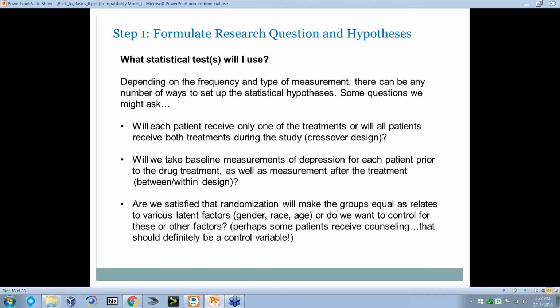Are we satisfied that randomization is going to take care of everything? Is it going to make the groups equal for group A and group B as relates to age, gender, race? It should. If you randomize them, it should. But we might want to also just control for those, or we also might want to control for some other factors. Perhaps some patients are receiving counseling, so we want to code a variable for if they're receiving counseling or not. So we can take that into consideration. There's a lot of things to think about when you're setting up your study.